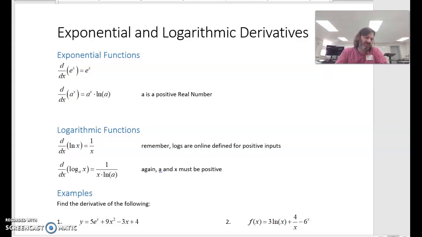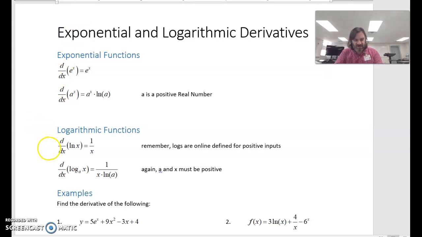Then the derivative of a to the x, that means a positive real number raised to a power. So the derivative of a to the x is a to the x times the natural log of a. So a little bit different than the e to the x, but actually it's the same rule, just more generic. And then we have the logarithmic rules.